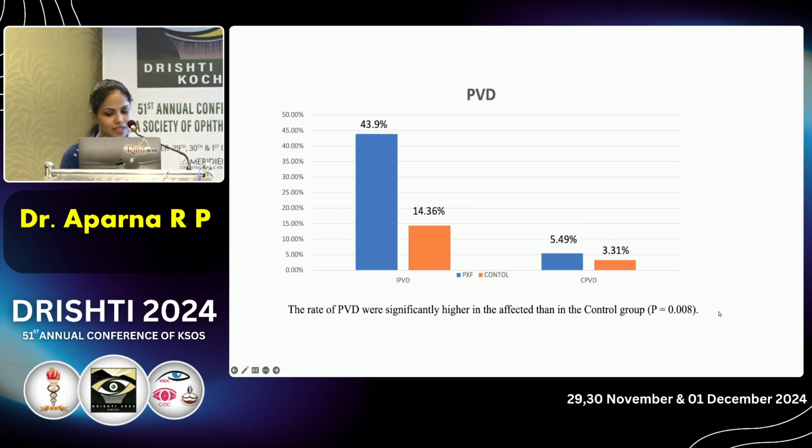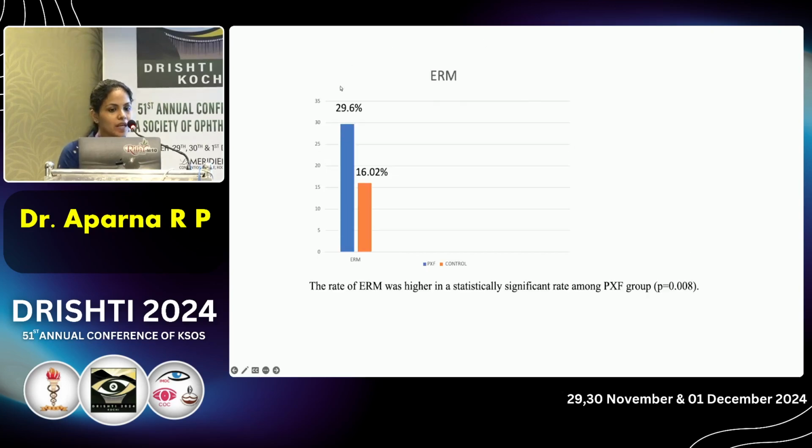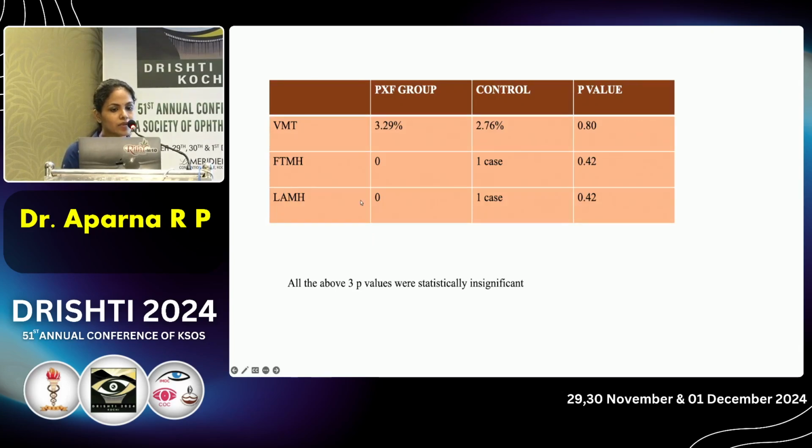which is statistically significant. And the rate of epiretinal membrane was 29.6% in the pseudoexfoliation group and 16.02% in the control group, and this was also statistically significant. And the rate of vitreomacular traction in the pseudoexfoliation group was 3.29%. Even though it was higher compared to the control group, which had only 2.76%, it was not statistically significant. And incidentally, we also found one case each of full thickness macular hole and lamellar macular hole in the control group, but none in the study group.